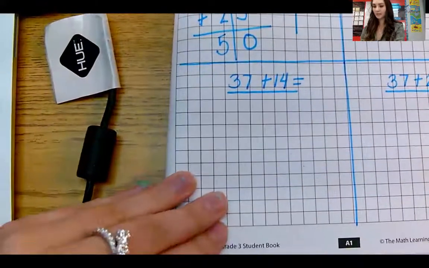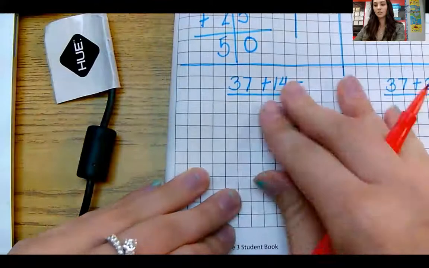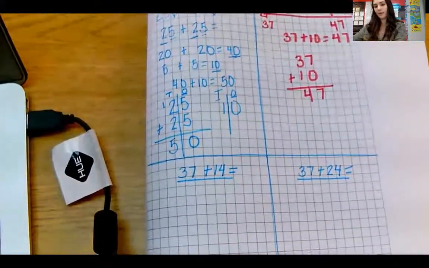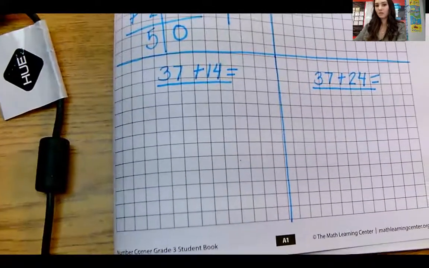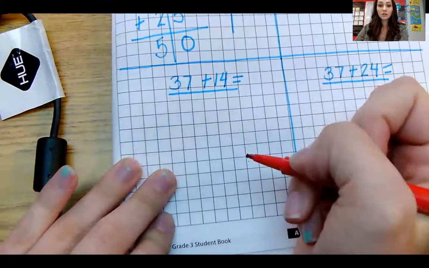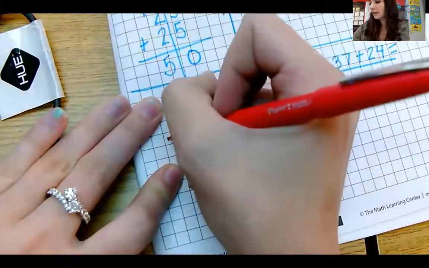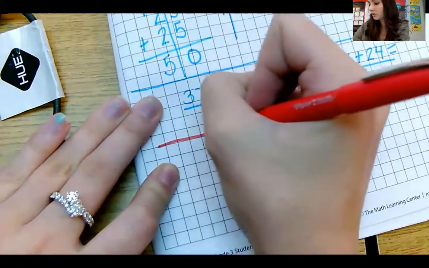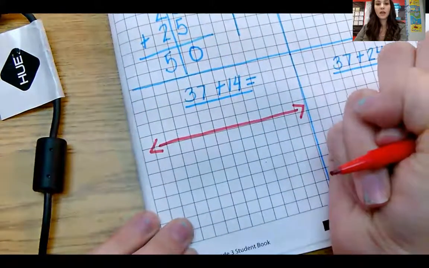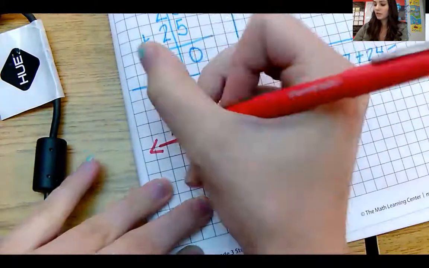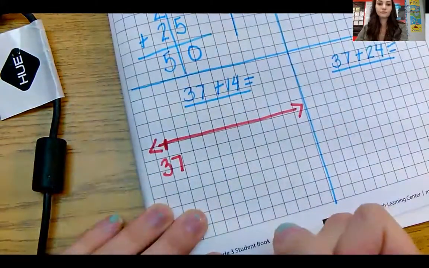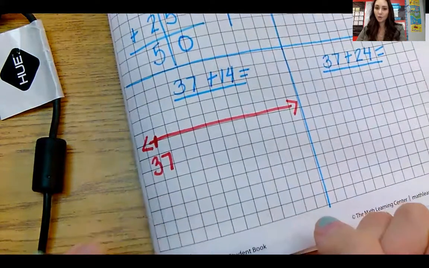So I put this next one on the bottom of my page. Okay, so you should have all 4 equations on one page. You should be able to fit them. Okay, this next one is 37 plus 14. So first we're going to use a number line to solve the problem. So I'm going to draw my number line. Okay, I'm going to start with the number 37. So right here, I'm going to write 37. Then I want to add 14.